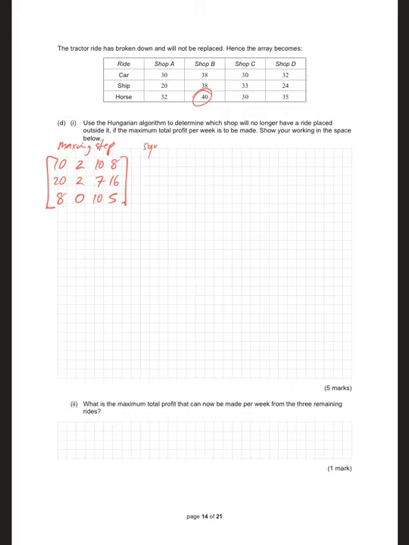We need to square it now. Maxing step square. 10, 2, 10, 8, 20, 2, 7, 16, 8, 0, 10, 5, 0, 0, 0, 0. Smallest number in this row is 2, so take 2. Smallest again is take 2. Smallest is 0, take 0. Smallest is 0, take 0.